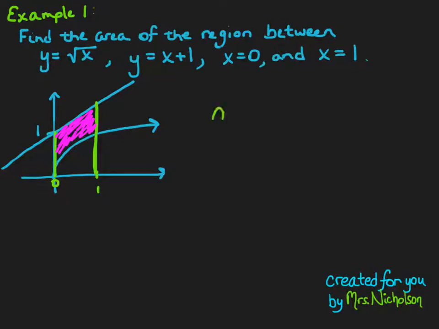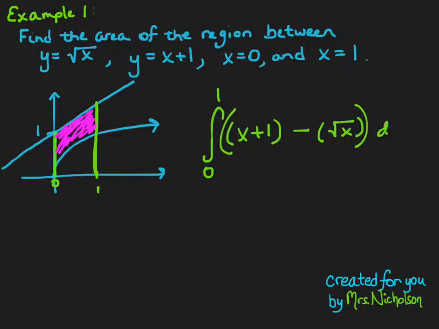All right, so we're going to integrate from 0 to 1. And remember, the formula I said is top minus bottom. And so in this case, the function that's on top is the x plus 1. So I'm going to say x plus 1 minus the bottom function, which is the square root of x. And then I'm going to put all that in parentheses, dx. And so there's our integral.